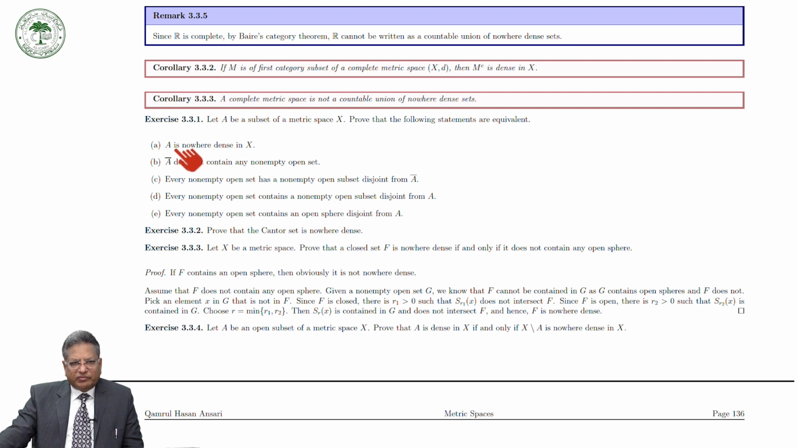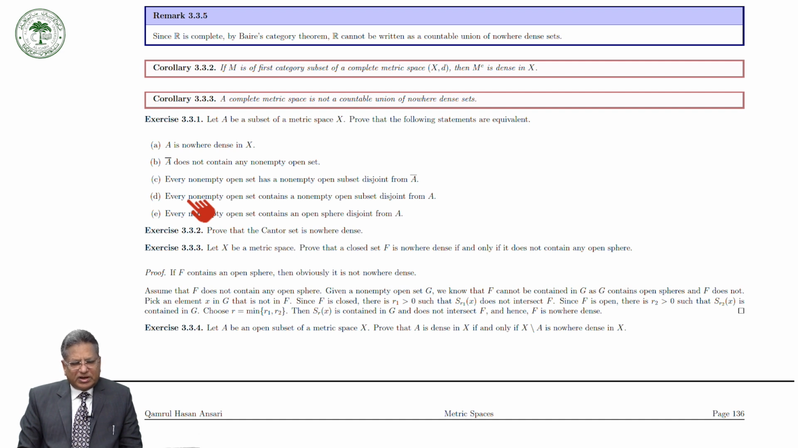Okay, so if A is nowhere dense in X, it is equivalent to say that the closure of A does not contain any non-empty open set. It is equivalent to say that every non-empty open set has a non-empty open subset disjoint from the closure of A. It is equivalent to say that every non-empty open set contains a non-empty open set disjoint from A. It is equivalent to say that every non-empty open set contains an open sphere disjoint from A. So basically, from A to E, all these statements are equivalent, and these are equivalent definitions of a nowhere dense set.